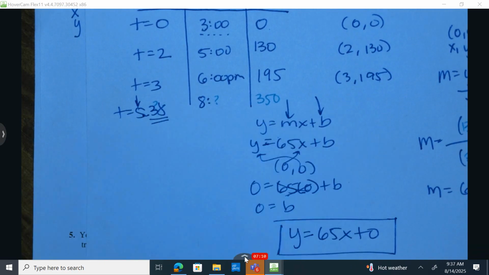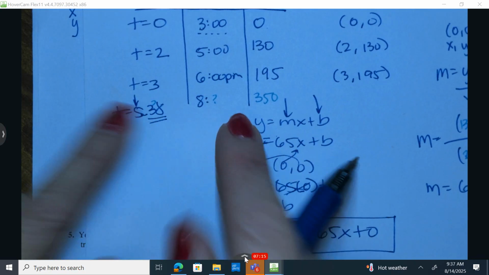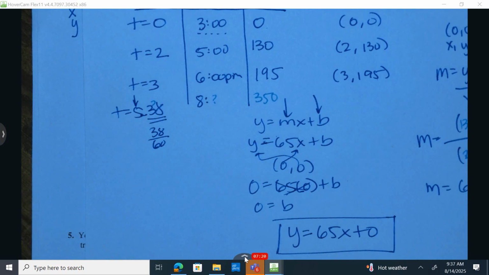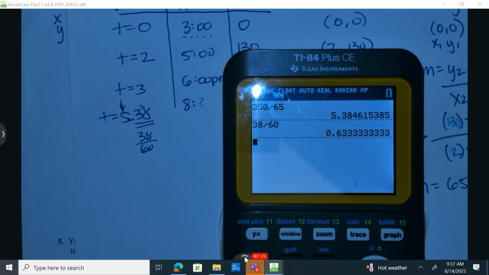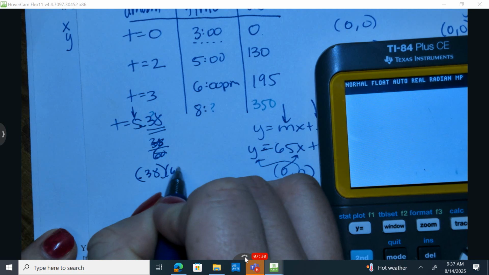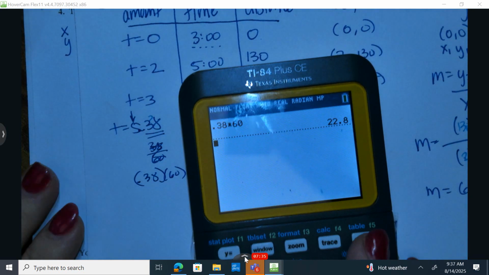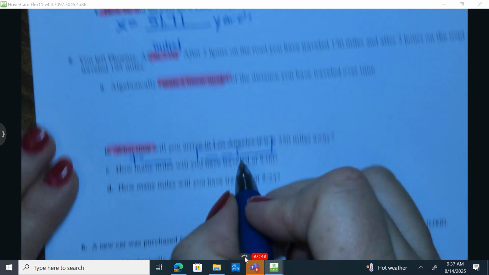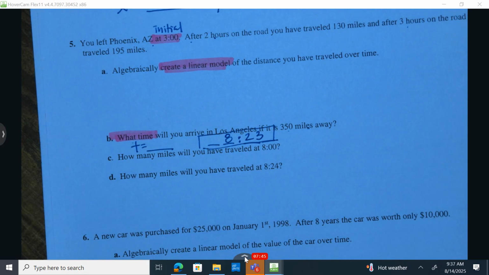Now, I need to translate hours. This is a partial hour into minutes. So we're going to take 38 and divide it by 60 because there's 60 minutes in an hour. Sorry, my fault. I wrote it down wrong. Take 0.38 times 60. And we have approximately 23 minutes. So, what time will you arrive? You will be arriving at 8:23 p.m.